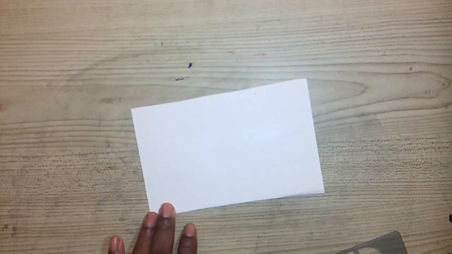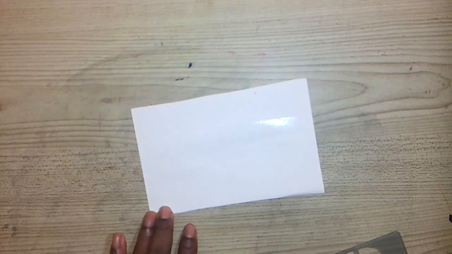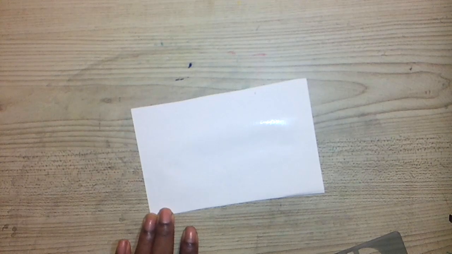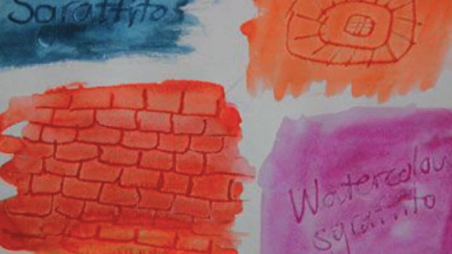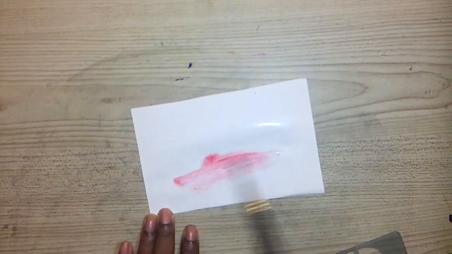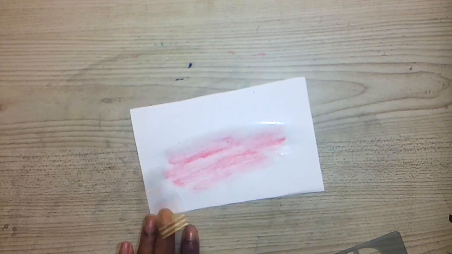This one here is called the sgraffito. What you need to do is add water to the surface, then add a wash of any paint color that you want, or any mixture of paint colors. Then you take a sharp object and draw the image or the design that you want. This one is too easy. Here are a few examples.